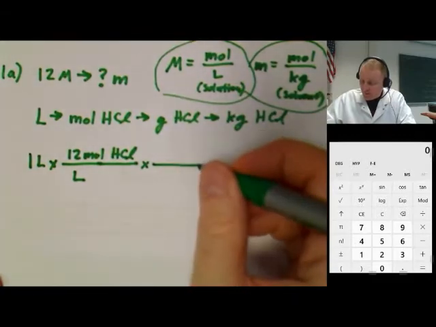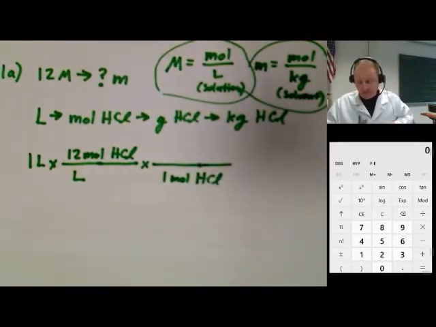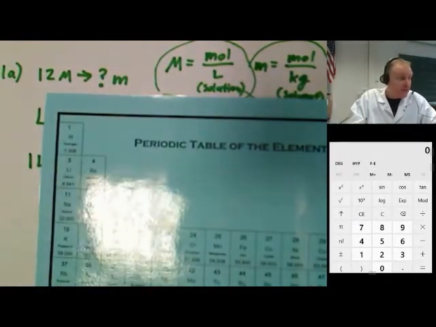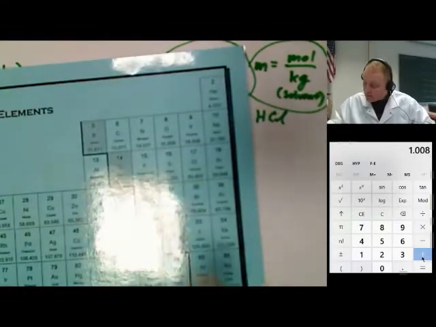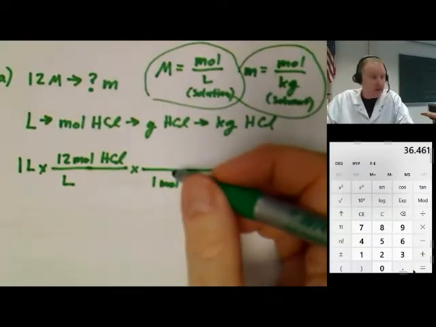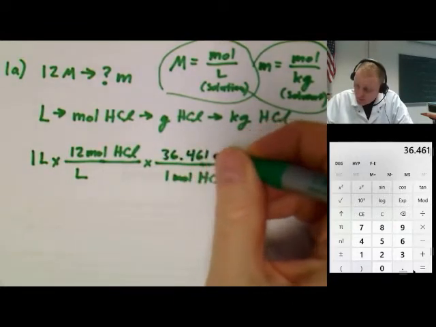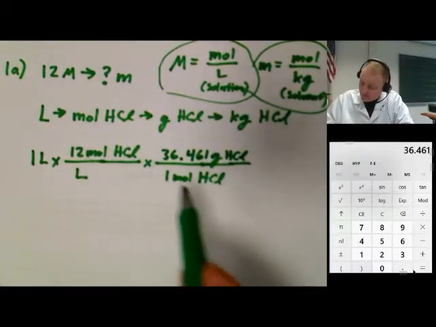I also know the molar mass. For every 1 mole of hydrogen chloride, how many grams is that? Well, to figure that out, let's add our molar mass, which would be 1.008, and I'm adding a hydrogen and a chlorine, and chlorine is 35.453. Add those together, and this is the molar mass of hydrogen chloride. Molar mass of hydrogen chloride is 36.461 grams of hydrogen chloride per mole of hydrogen chloride. So now I've got my grams.